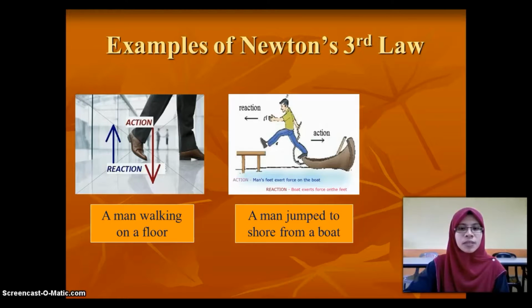Here are the examples of Newton's third law. The first one, a man walking on a floor. So there is an action and reaction. The second one, a man jumping to shore from a boat. So it also has action and reaction.